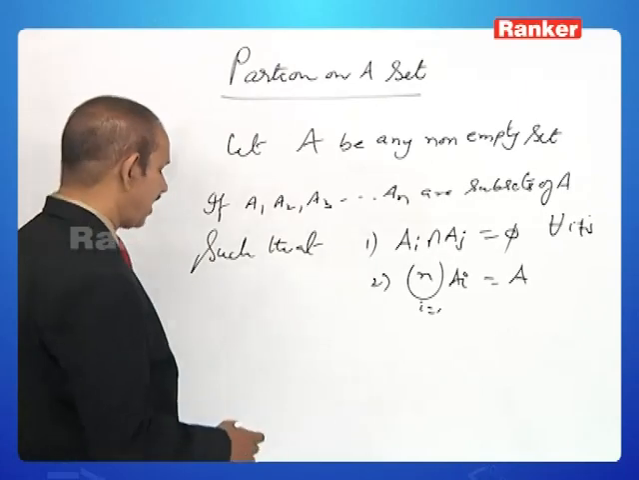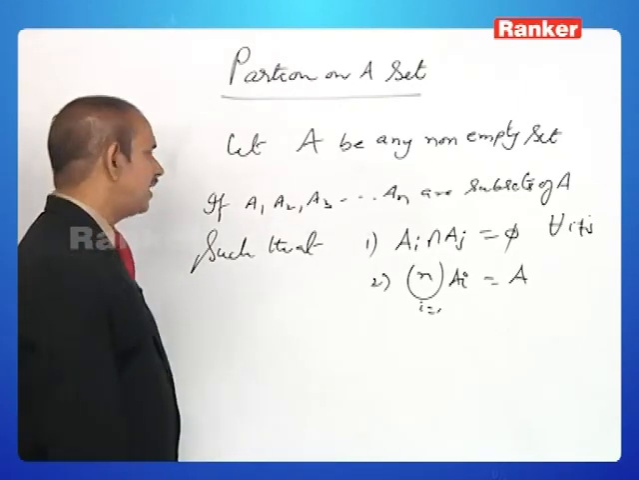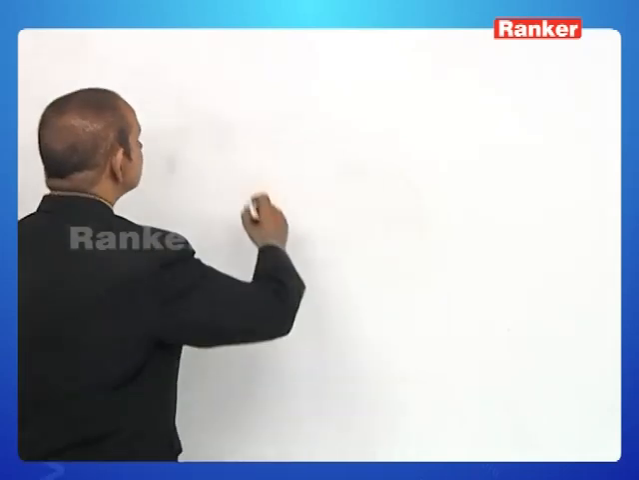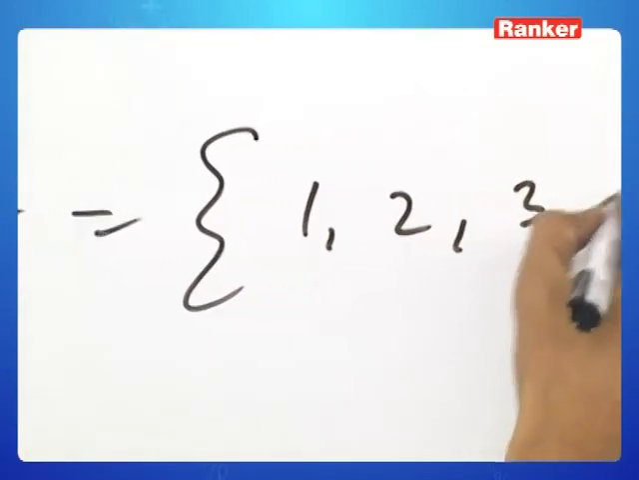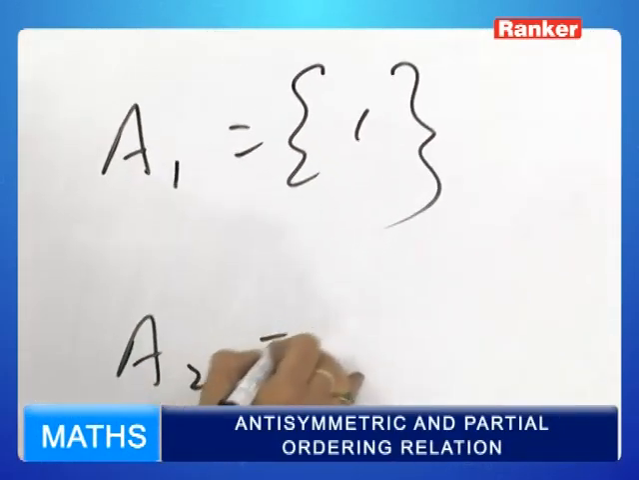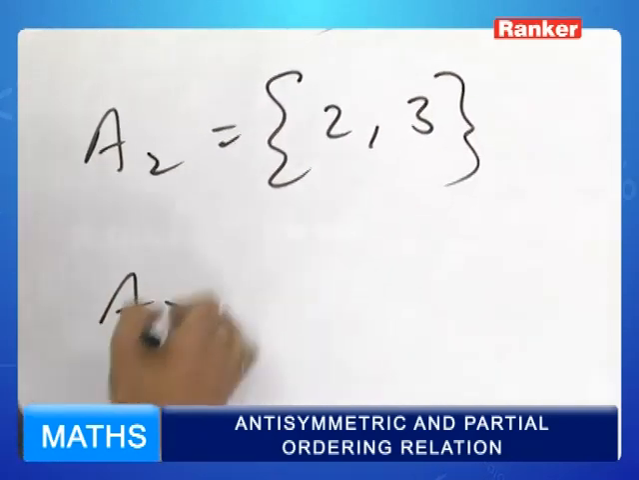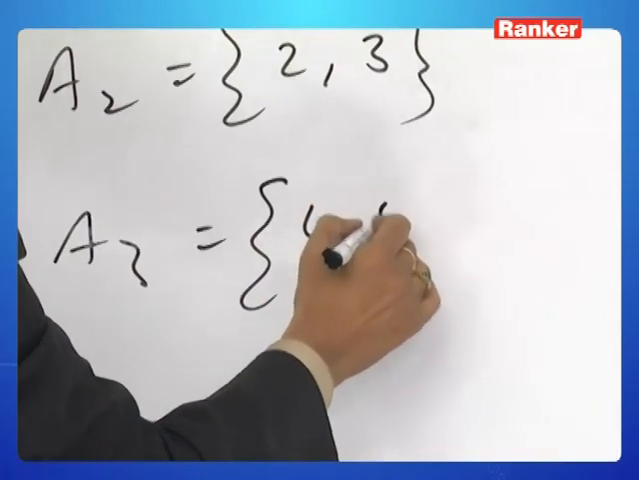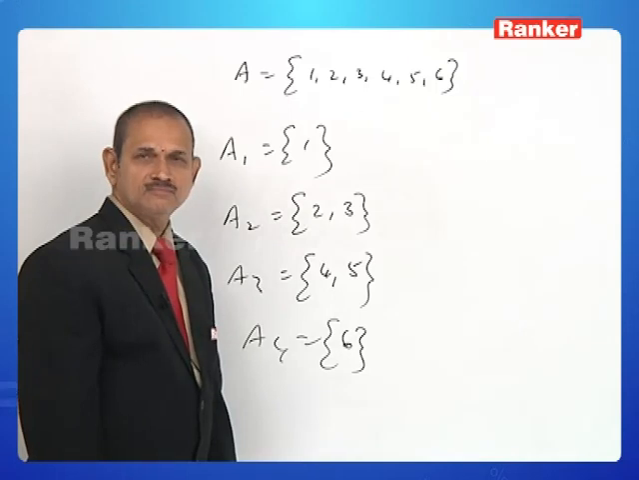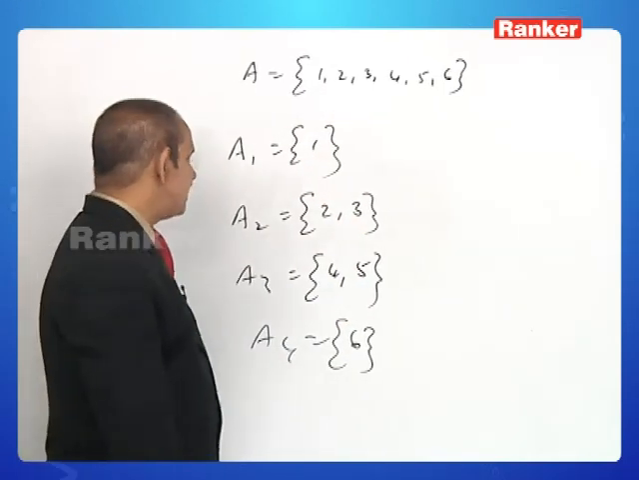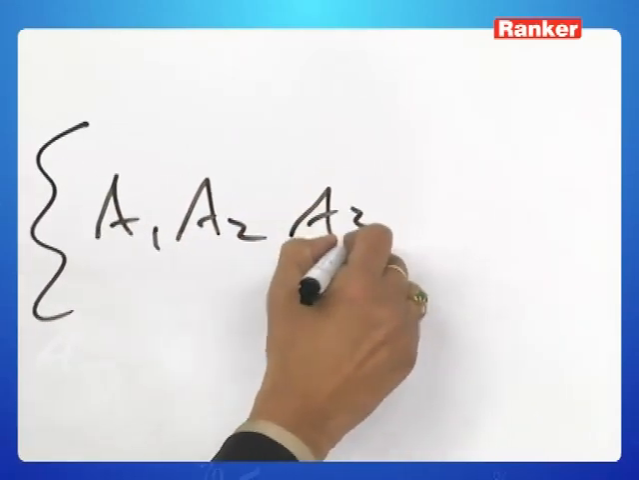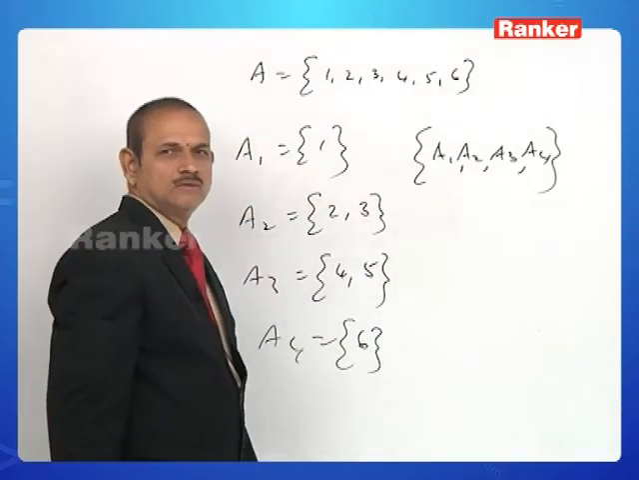Let us have an example so that you can understand the definition very carefully. Let A be equal to {1, 2, 3, 4, 5, 6}. Write A1 equal to {1}, A2 equal to {2, 3}, A3 equal to {4, 5}, A4 equal to {6}. The union of all these gives A, and the intersection of any two of these sets is empty. Therefore, A1, A2, A3, A4 is a partition.